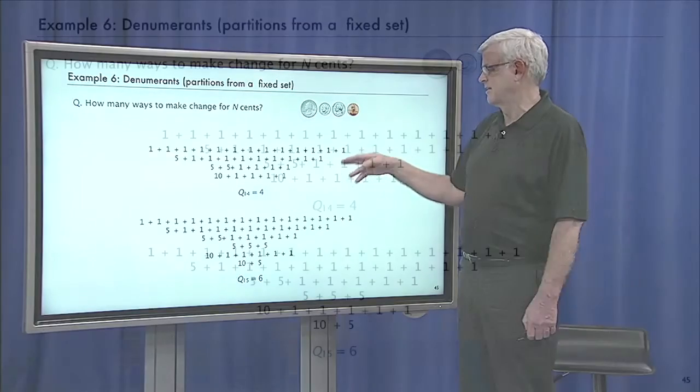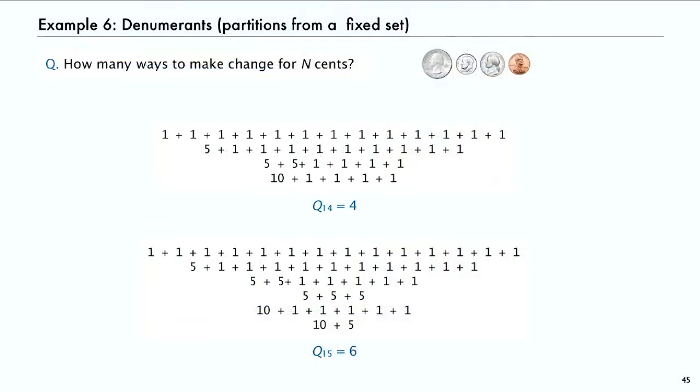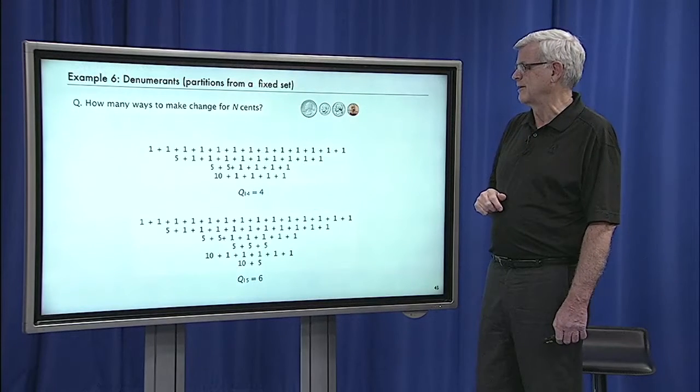So for 14 cents, you can either take 14 pennies, or 9 pennies and a nickel, or 4 pennies and 2 nickels, or 4 pennies and a dime. There's 4 different ways to make change for 14 cents. For 15 cents, there's 6 different ways enumerated here.